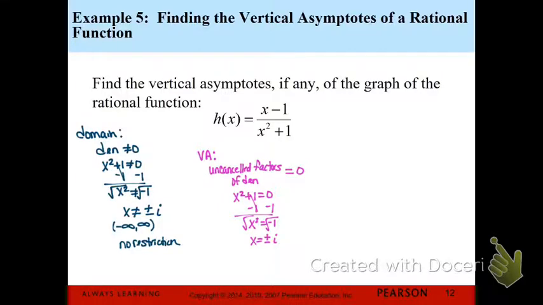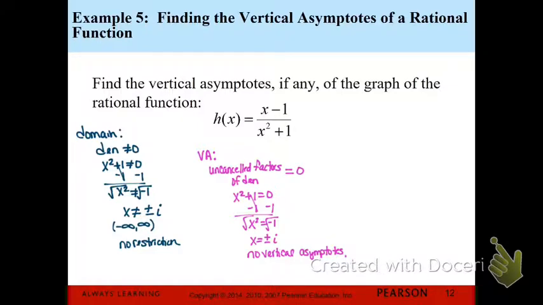But where's that going to be on my graph? Is it on our normal graphs? No, so that means there's no vertical asymptotes. Wait, why not? Well, where's i on my graph? It's not on there, right? Now, I went ahead and had us work this out so we can see.